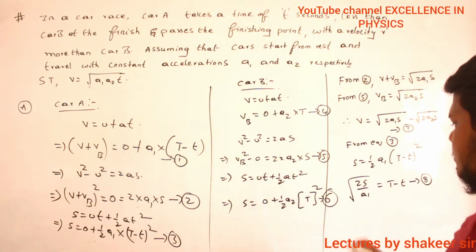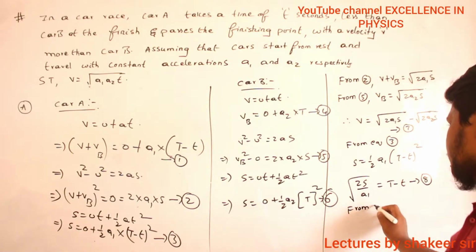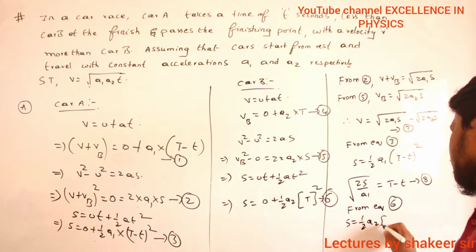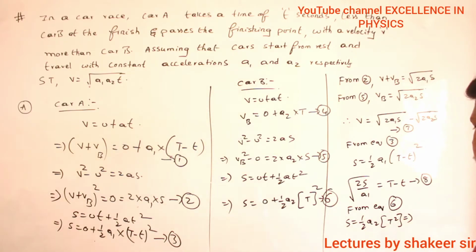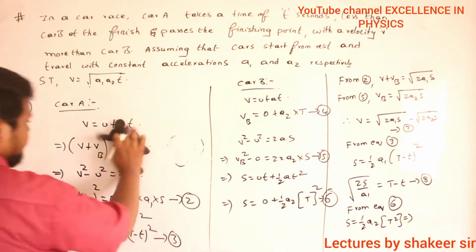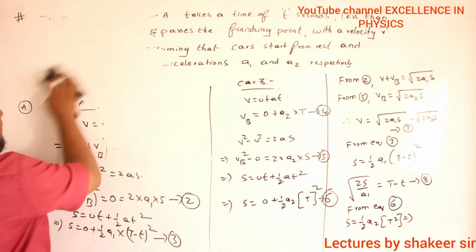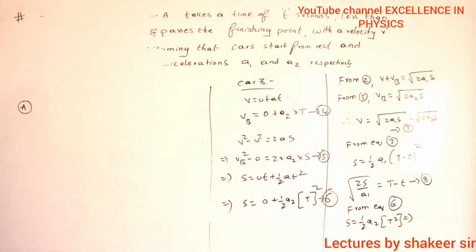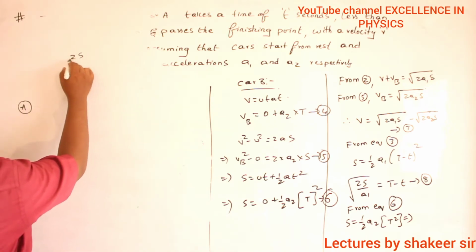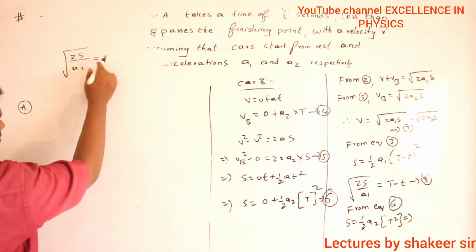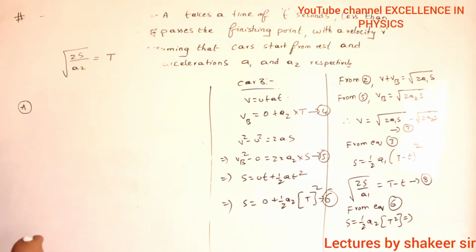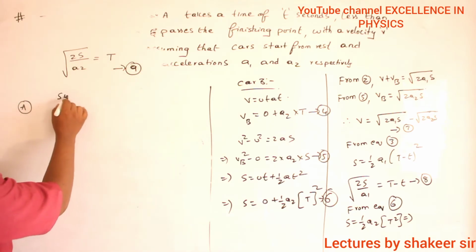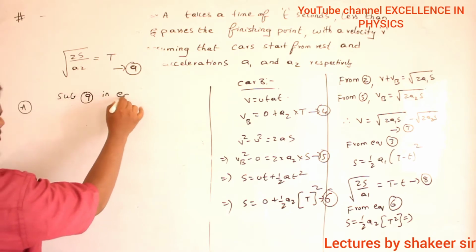Clear? Then I will take equation number 6. From equation number 6, s is equal to half a2 into t square. Are you able to understand? So from this, I can write: 2s divided by a2 root is equal to t. Are you able to understand now? So let us call this equation number 9. So do one thing, substitute equation number 9 in equation number 8.